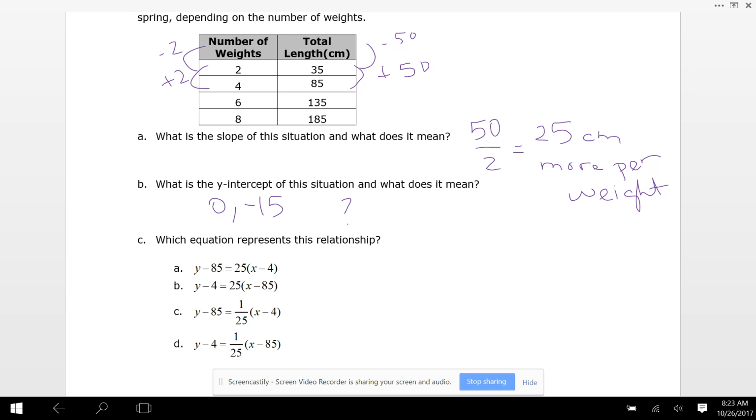So I'm looking for an equation, and I see that these are using this point right here, 4 and 85. So 85 is my y, and it's going to be a minus. And 4 is going to be my x, and it's going to be a minus. And the slope is 25, so it's going to be this one.